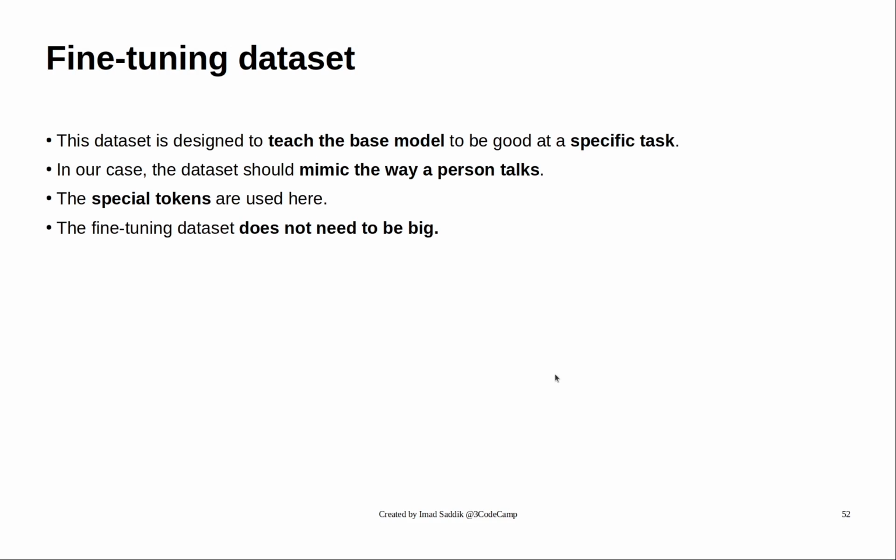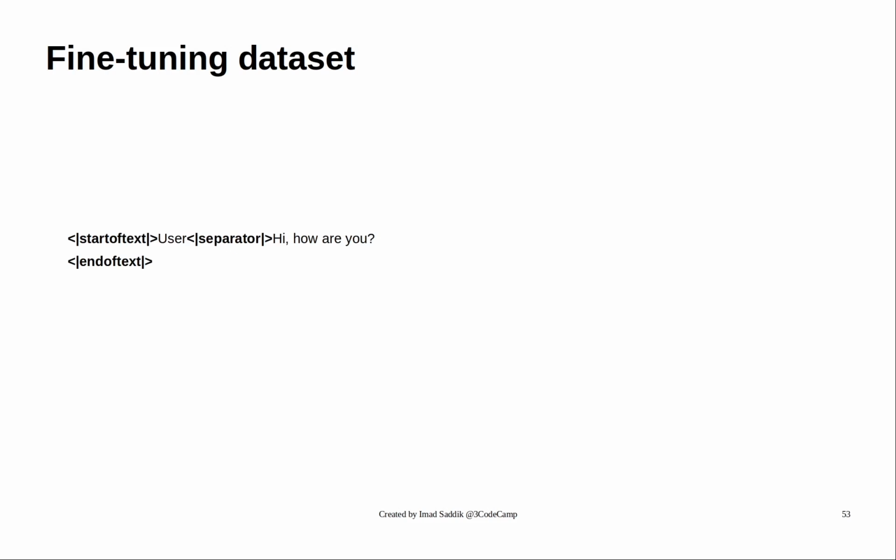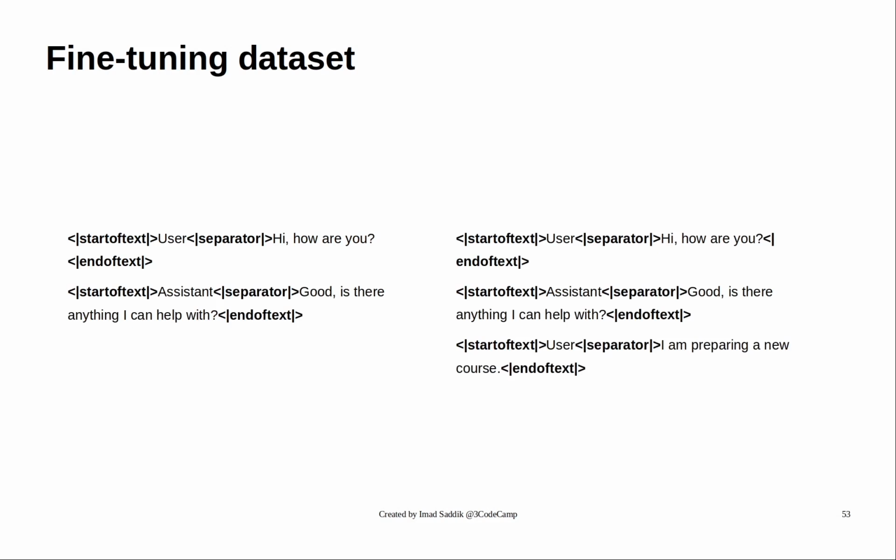Something that you need to keep in mind is that this dataset does not need to be big like the pre-training dataset. So it means that you can generate high quality data manually, and this will help boost the base model to train very well. Let me show two examples of how to form the fine-tuning dataset. Here is the first, and let me show you the second one. So we have the two examples in front of us.